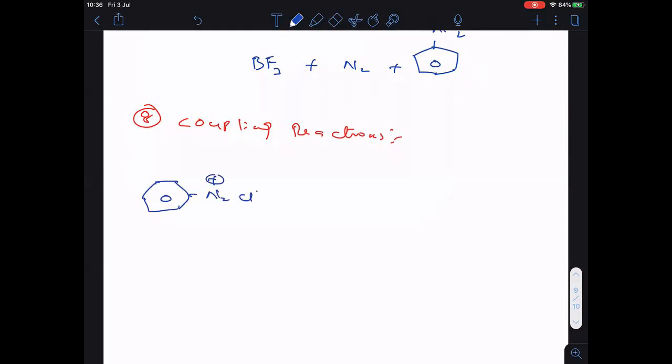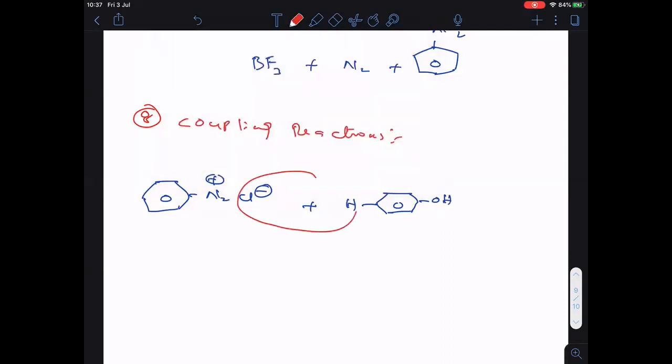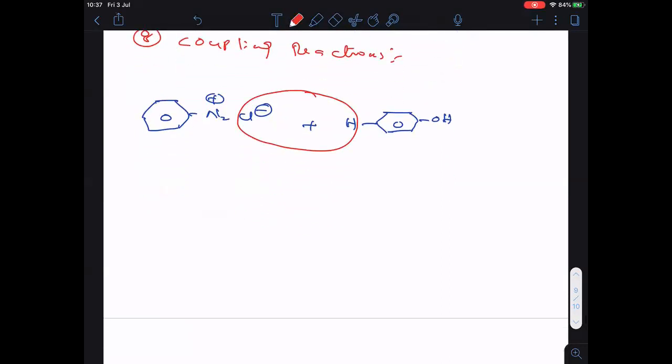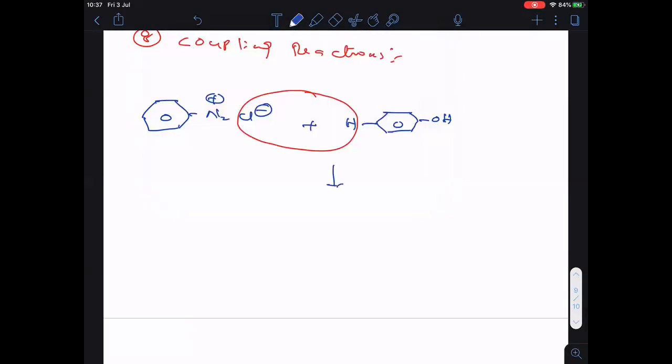So, this is benzene diazonium chloride. Clear? This benzene diazonium chloride, when treated with phenol. So, this is the phenol. Followed. So, here HCl is removed out. Completed. Then what is the product that is formed here that we are going to see now?